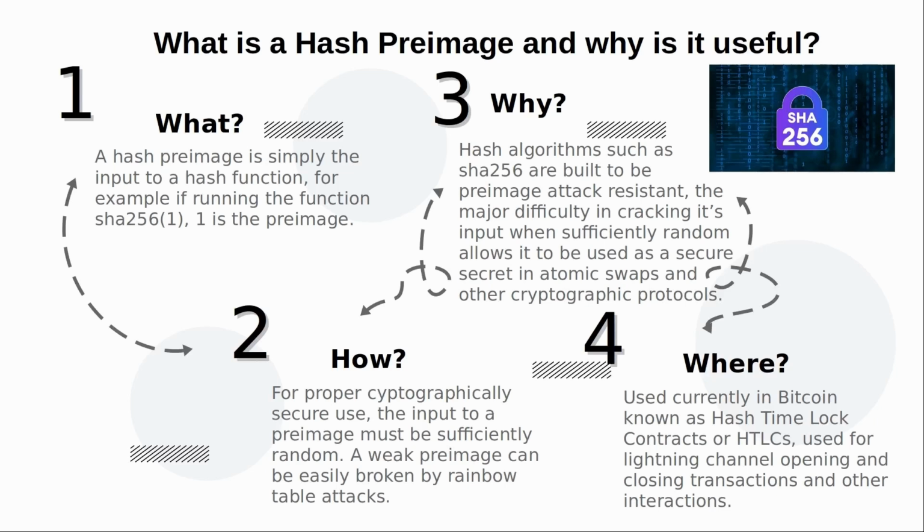So where is this currently used? They're currently used in Bitcoin known as HTLCs, or hash time lock contracts, for Lightning opens and closes, and also other interactions as we're going to showcase in this demonstration today.